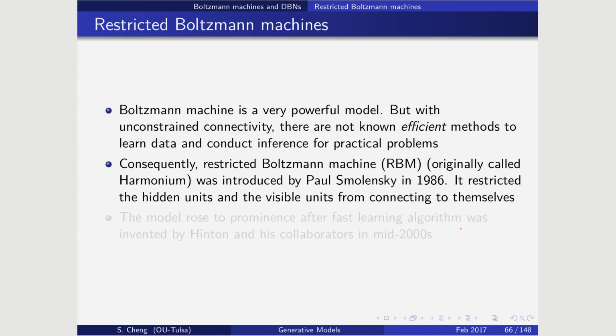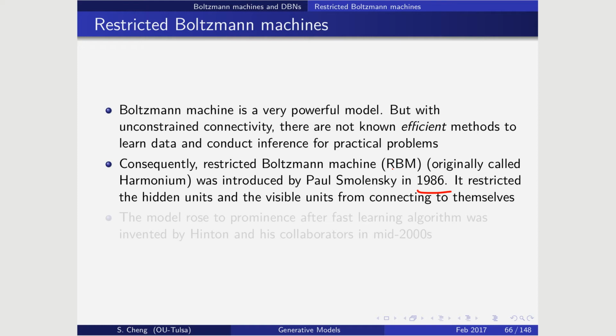So consequently, then, let's say in '86, Paul Smolensky proposed this restricted Boltzmann machine, just a slight modification. And you probably heard of that. It's a very, very famous model, the restricted Boltzmann machine, and it's a very simple modification.